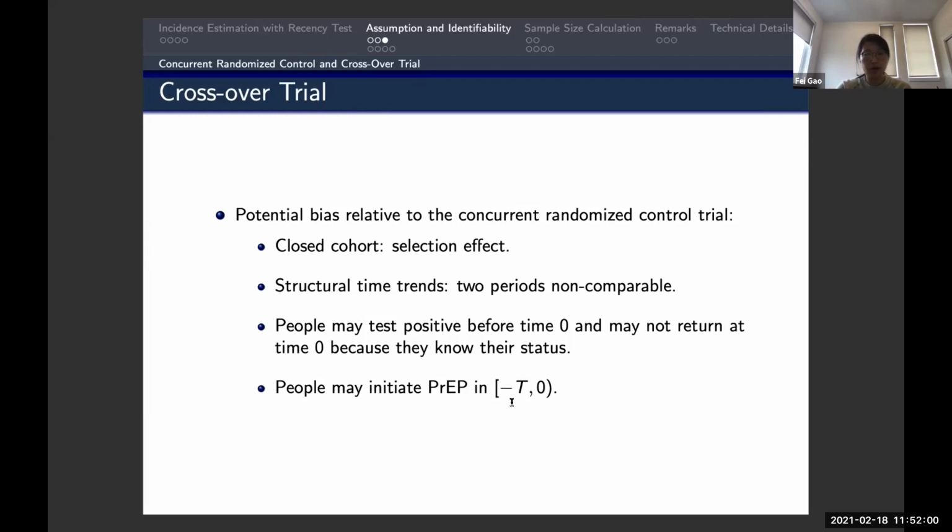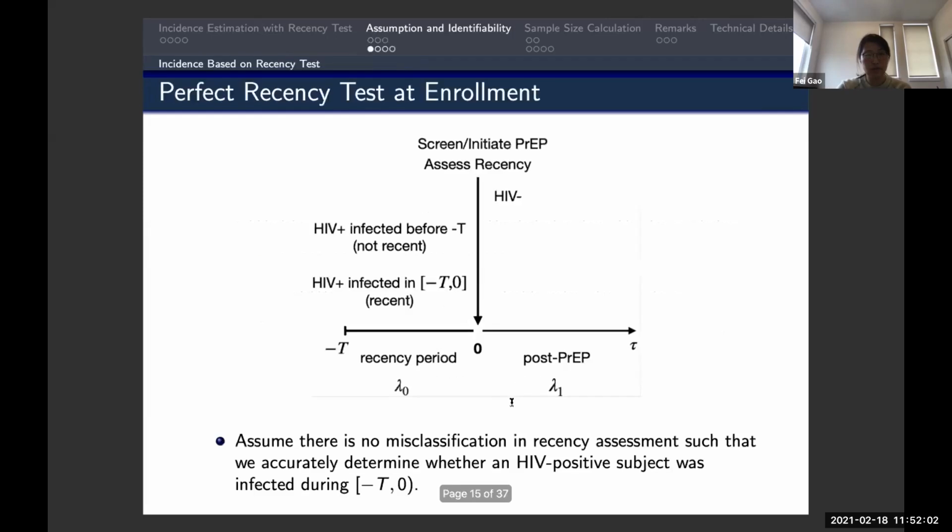Now we get to our main proposal, that's to use a recency test. First we start with a simple setting where suppose that we have a perfect recency test. That is, based on the information we collect at time 0, whether the subject is recently infected or not, we have perfect information of whether these subjects were infected before time -t or after time -t. So there is no misclassification in recency assessment, such that we can accurately determine that.